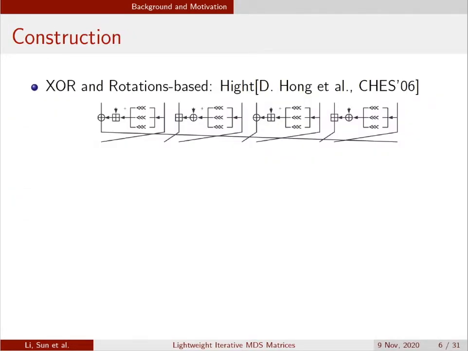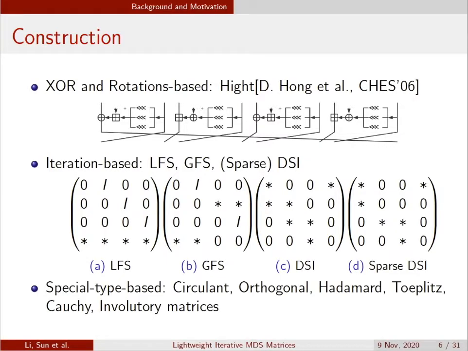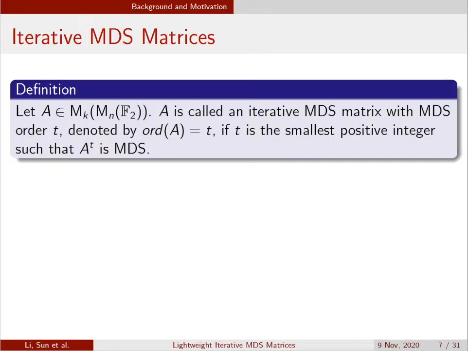There are several constructions of MDS matrices. The first is XOR and rotations based, such as Hight. The second is iteration based. There are LFS, GFS, DSI, and sparse DSI forms. The third is special type based, such as circulant, orthogonal, Hadamard, Toeplitz, Cauchy, and involutory. By definition, the matrix A is called an iterative MDS matrix with MDS order t if t is the smallest positive integer such that the t-th power of A is MDS.